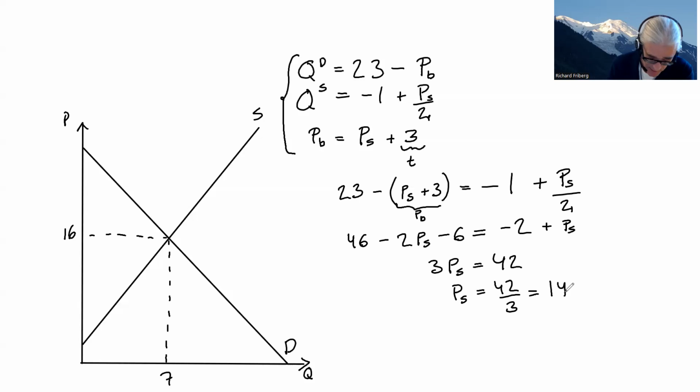Okay, so we have one point here. We know that the price that sellers are getting is 14. So this is PS. The price that buyers are paying is equal to PS, which in this case is 14, plus the tax, which in this case is 3. So that makes 17.